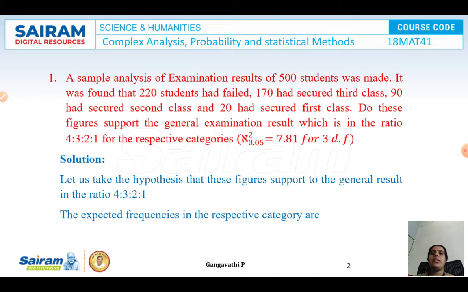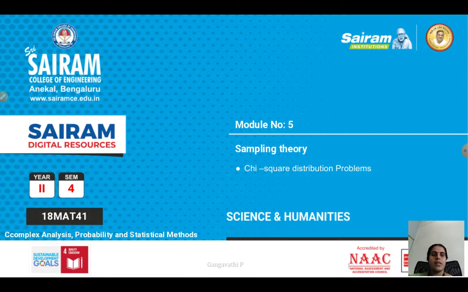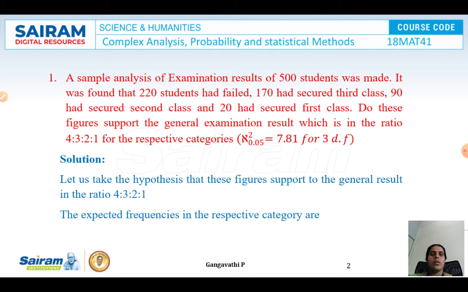A sample analysis of examination results of 500 students was made. It was found that 220 students have failed and 170 students have secured third class, and 90 students have secured second class and 20 had secured first class. Do these figures support the general examination result, which is in the ratio of 4:3:2:1 for the respective categories?